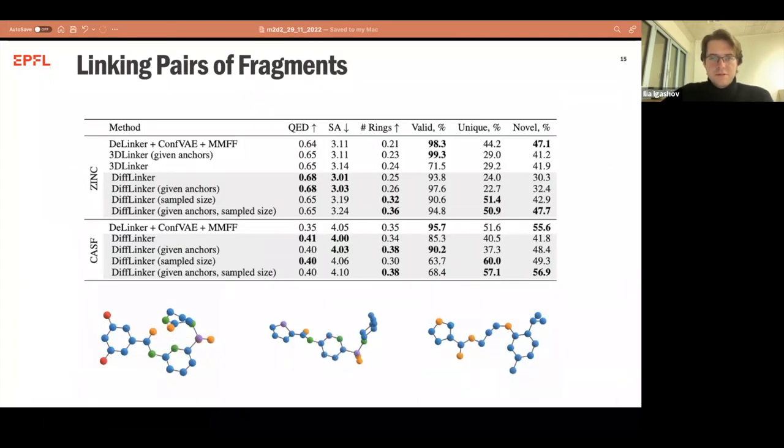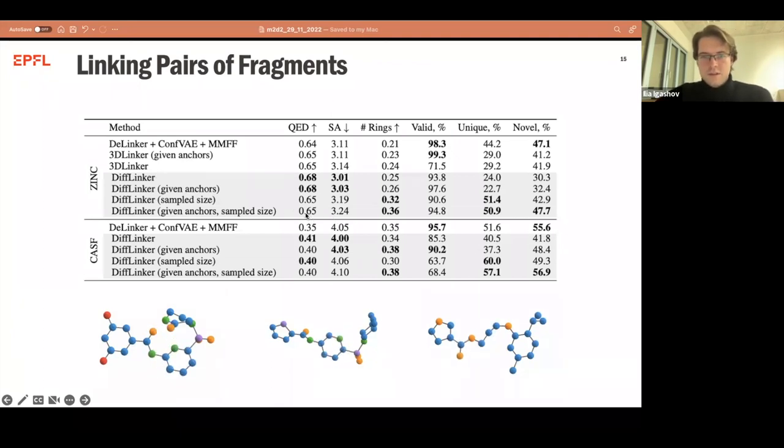Okay, talking about results, first of all, we compared our method with DiffLinker and 3D-Linker on two standard datasets that were used by these methods previously. These are Zinc and CASF. In both cases, the task was to connect pairs of fragments. In our case, we tested four different models with different modalities. For example, this DiffLinker operates so that the number of atoms is taken from the test set, as in these methods, and it doesn't know about anchors. This model knows about anchors, and in these two models, we additionally sample the linker size.